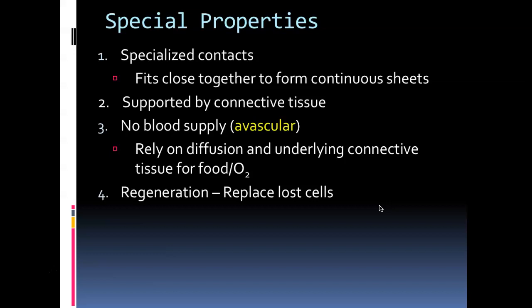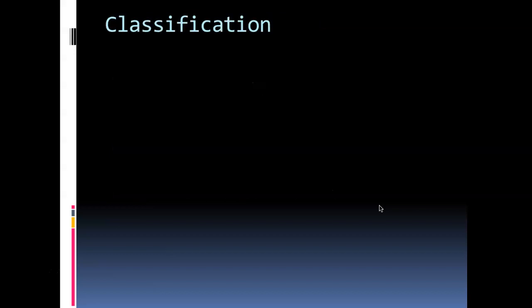The hallmark of epithelial tissue is that it can regenerate really quickly. So it can replace lost cells, which makes sense. If it's the lining and the protection, then some cells are going to get damaged or sloughed off. And so epithelial tissue can regenerate really quickly.